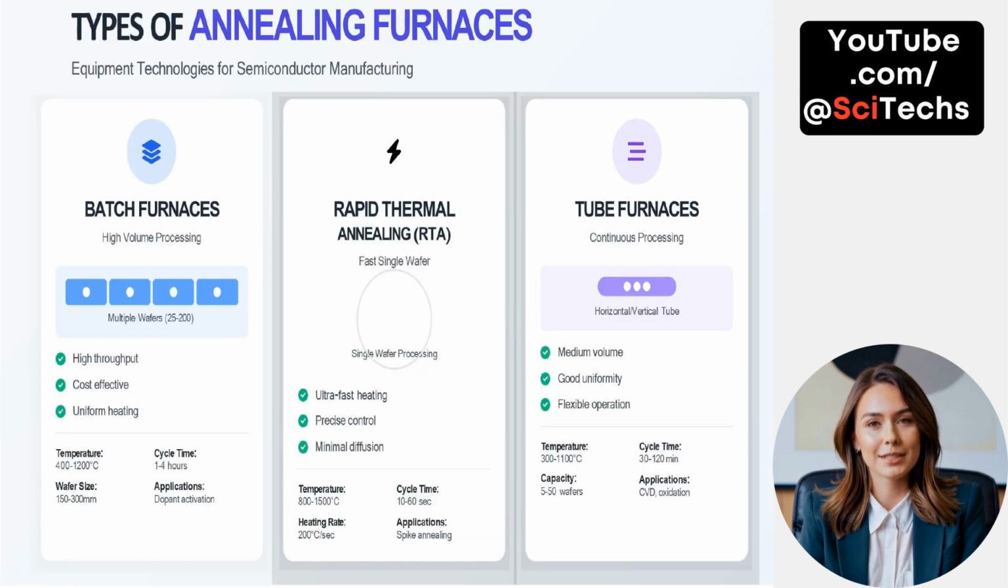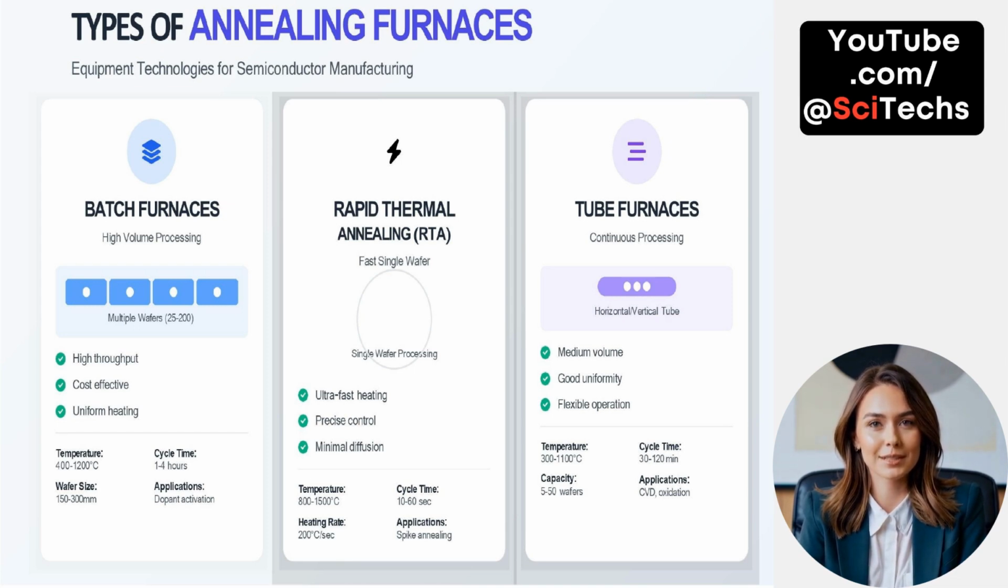Types of annealing furnaces. In semiconductor manufacturing, 3 main types of annealing furnaces are used, each offering distinct advantages for different production needs. Batch furnaces are designed for high-volume processing, handling 25 to 200 wafers simultaneously. These furnaces operate at temperatures between 400 degrees Celsius and 1200 degrees Celsius, making them ideal for dopant activation. They offer high throughput, are cost-effective, and provide uniform heating across large wafer lots. Cycle times typically range from 1 to 4 hours.